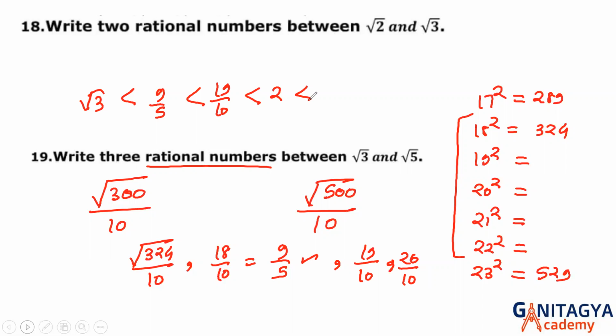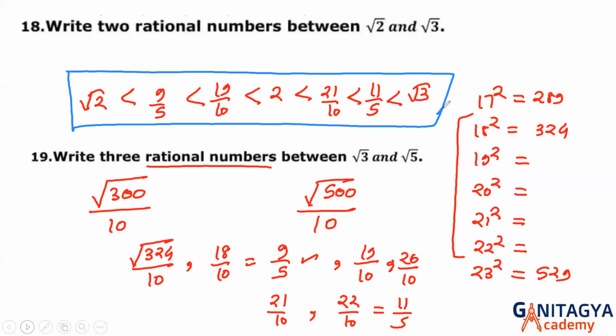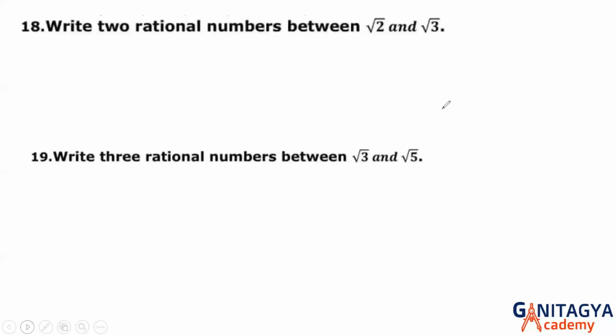Okay, then it is 21 upon 10. So write 21 upon 10, and then you have written 22 by 10. So you can write 11 upon 5, between under root 2 and under root 3. Okay, please write it down. So this is the correct format to write. You can also write it the other way, but this is the more proper format. We will move to the next question.